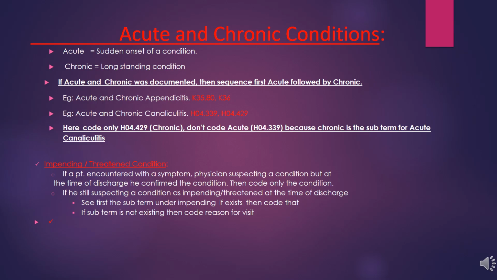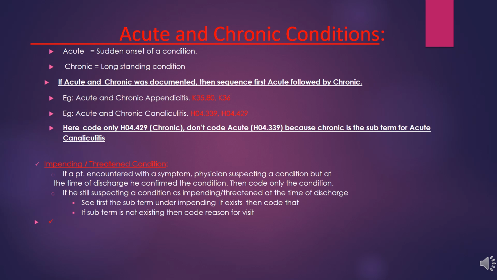Acute and chronic conditions. Acute: sudden onset of a condition. Chronic: long-standing condition. If acute and chronic were both documented, then sequence acute first followed by chronic. Example: acute and chronic appendicitis K35.80, K36. Acute and chronic canaliculitis.